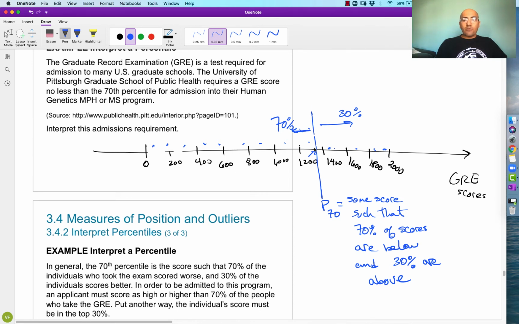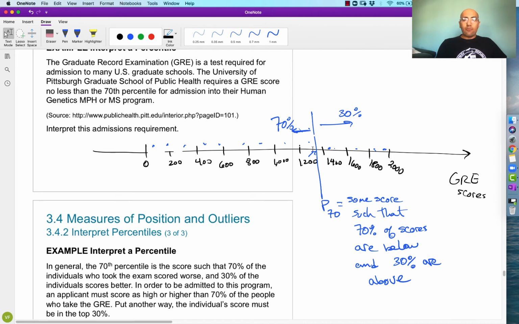This is just an arbitrary place where I chose the P sub 70 value to be, but who knows, maybe in actuality it's way down here. Maybe most people do really poorly. 70% of the people score below 400, for example, might be a really low score. Or it might be really high. Maybe 70% of the people score way, way over here, and then only 30% of the people are really clumped up way up here in the high end. Good. So that's the interpretation of the 70th percentile.